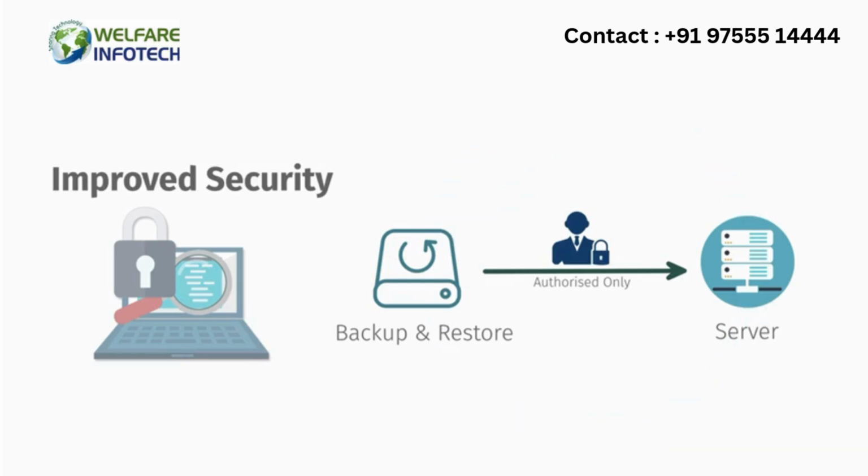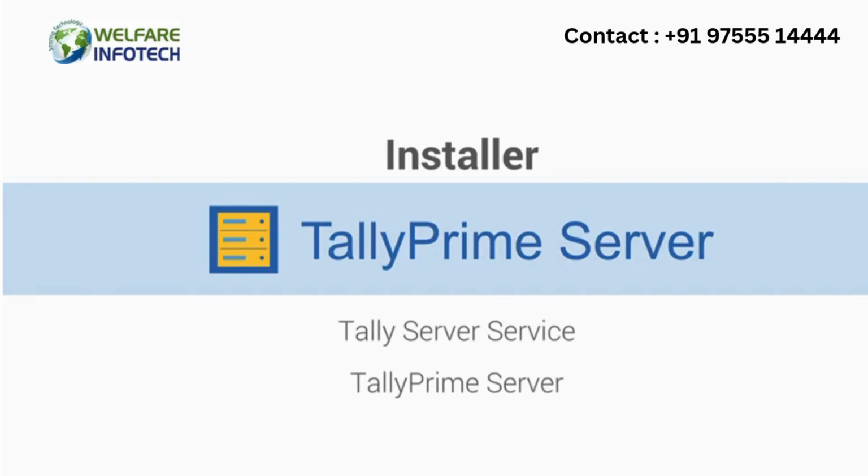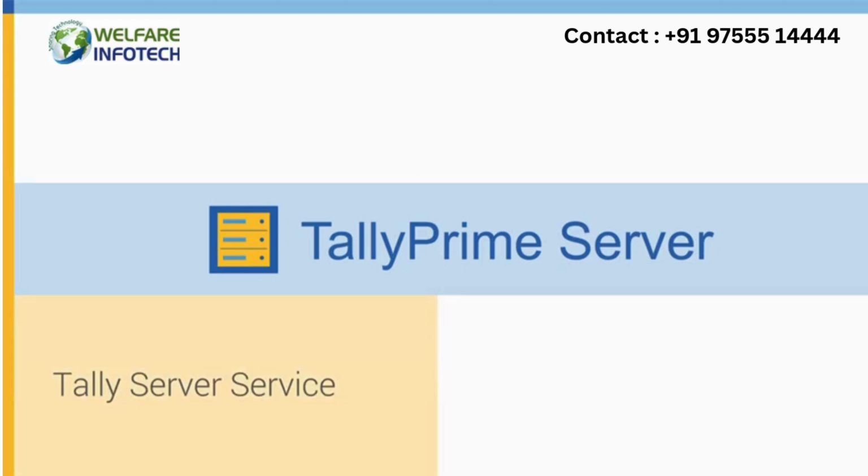TallyPrime Server is a separate server component which runs as a service offering access to only your Tally data. The data can be managed through Windows services and through Tally itself. The installer installs a service called Tally Server Service and TallyPrime Server. Tally Server Service is a server component that runs as a service and provides access to Tally data. TallyPrime Server is a Tally interface that helps users manage Tally Server Service.